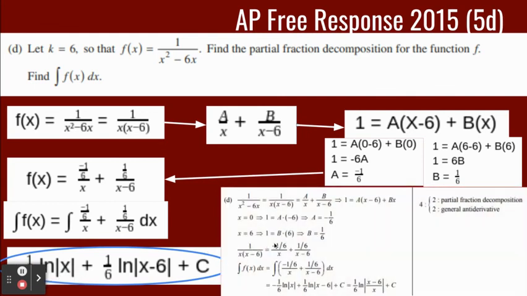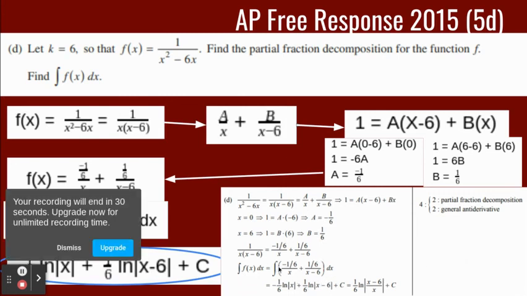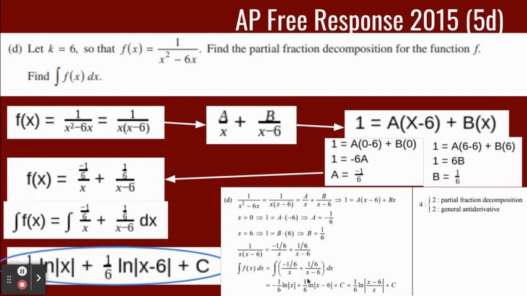And then now we look at the scoring guidelines. Partial fraction decomposition, 2 points for that. We found a equals -1/6, b equals 1/6. And then general antiderivative, we found that right here. Pretty much they did it the same way in the key. But we got the same final answer.